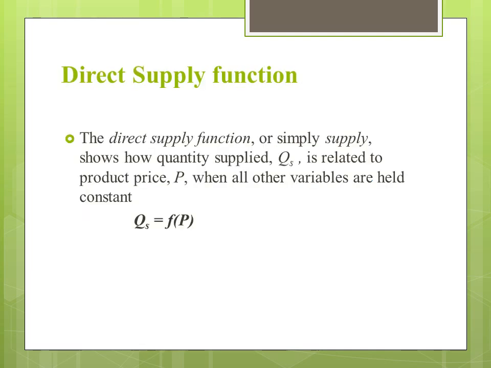Next is the direct supply function. A direct supply function, or simply supply, shows how quantity supplied is related to product price when all other variables are held constant. As I said in the previous slide, there is a positive and direct relationship between quantity supplied and price. So other things remain constant. When a good's price will increase, quantity supplied will also increase, and when the price will decrease, quantity supplied will decrease. So both variables move in the same way.